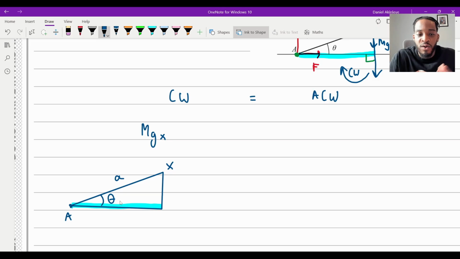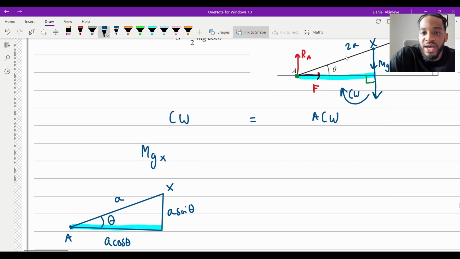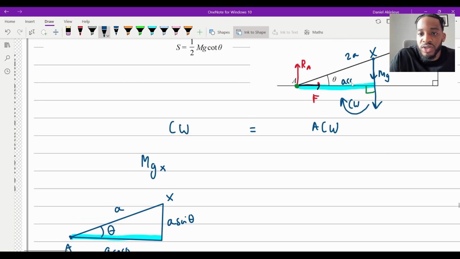We can just say, from SOH CAH TOA, this is just going to be A cos theta. The adjacent is going to be A sine theta, isn't it? Meaning that the distance in blue, the one that we're looking for, is right here. This is just going to be A cos theta. So therefore, the clockwise moment is going to be the force mg multiplied by that blue distance, which we know is A cos theta. So I'm going to put that there. So that's done. We've got the clockwise moment.